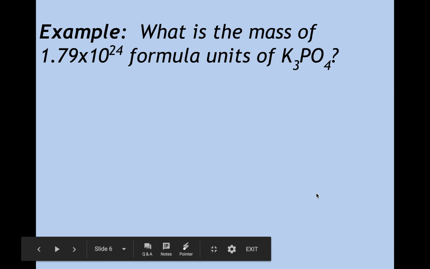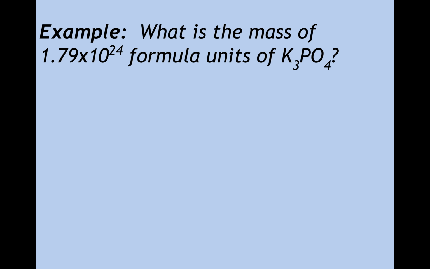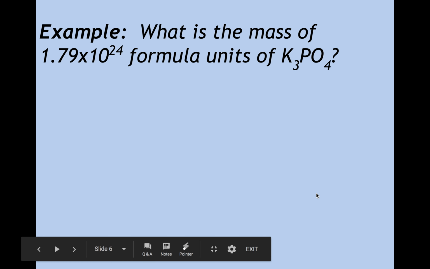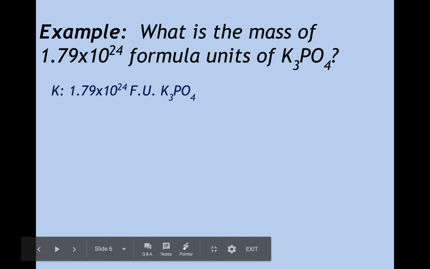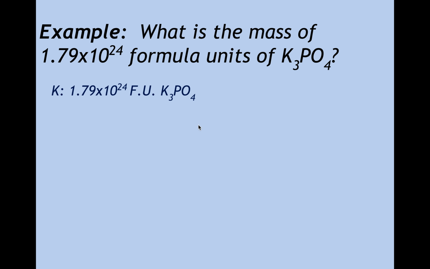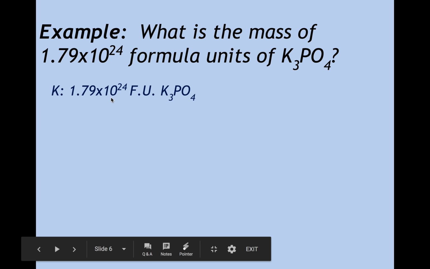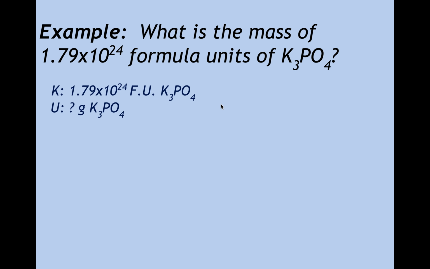So here's an example. What's the mass of 1.79 times 10 to the 24 formula units of potassium phosphate? The first thing we're going to do is our knowns and our unknowns. So we know we're given this many formula units of potassium phosphate. The unknown we're solving for is how many grams.